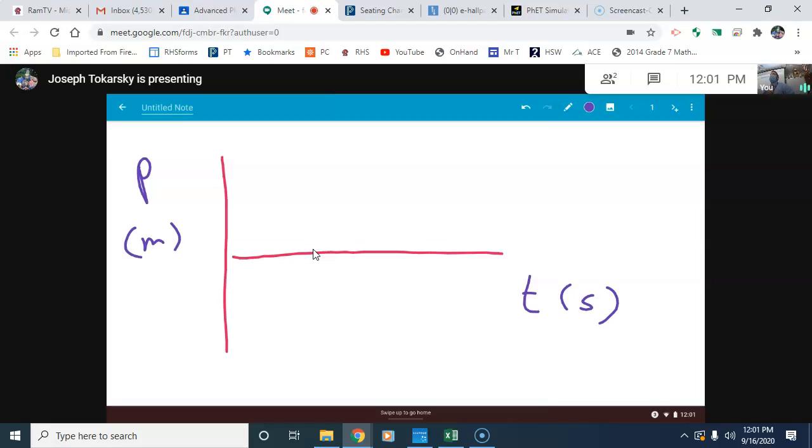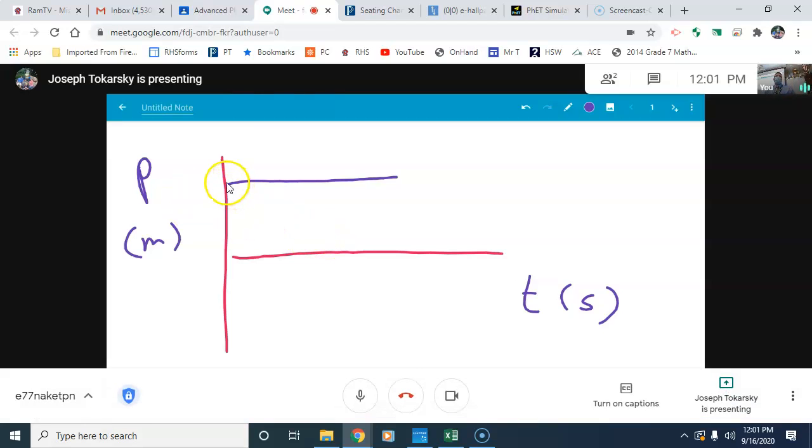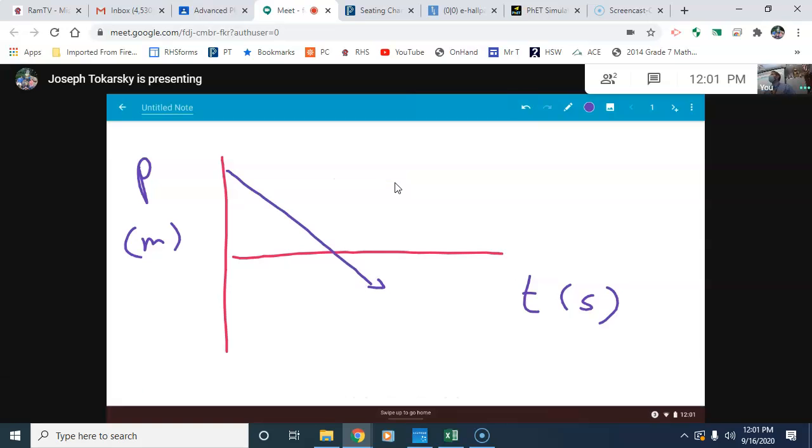I don't care about exact values right now, but if I gave you a PT graph that looked like this, what could you say about the motion of that object? It's not moving. Good. Whatever position that is, whatever number that is, it's staying steady at it, right? So as time moves on, its position is not changing. What if I did one that looked like this?